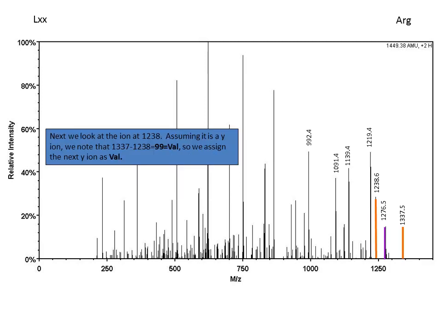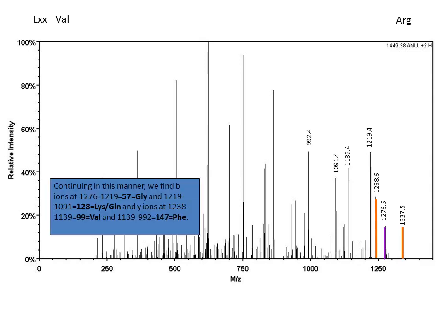The next one down is at 1238. If we assume that because the mass difference is too close to 1276, it's most likely the next amino acid down from the leucine or isoleucine. If we subtract, we get 99, the mass of valine, so we assign that next. The 1219 ion is 57 Daltons away from 1276, and therefore it's the mass of glycine.